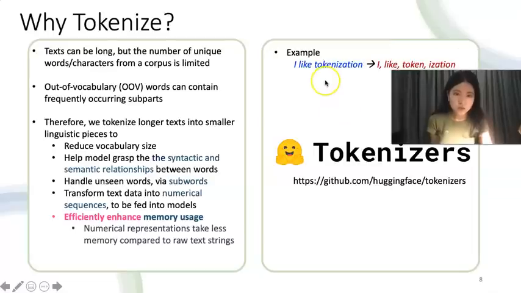If we just want to tokenize this sentence, "I like tokenization," by BPE or your favorite tokenization algorithm, you can get "I like tokenization." And for more examples, you can visit this great Hugging Face tokenizers tutorial, which will give you more examples.